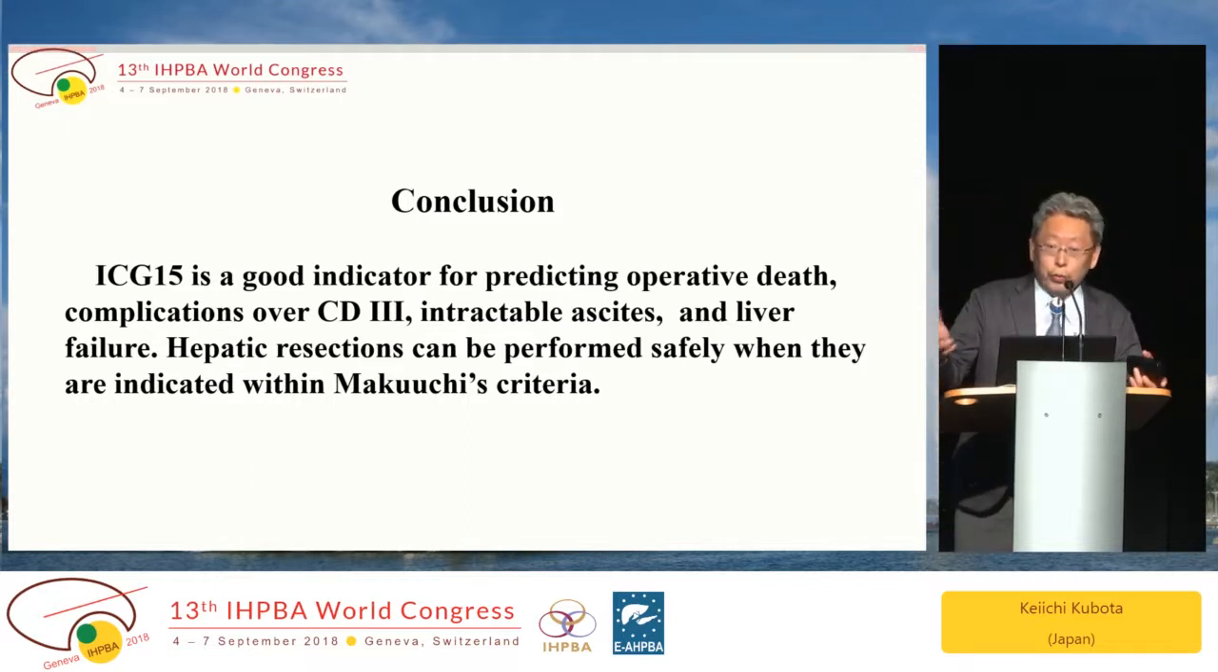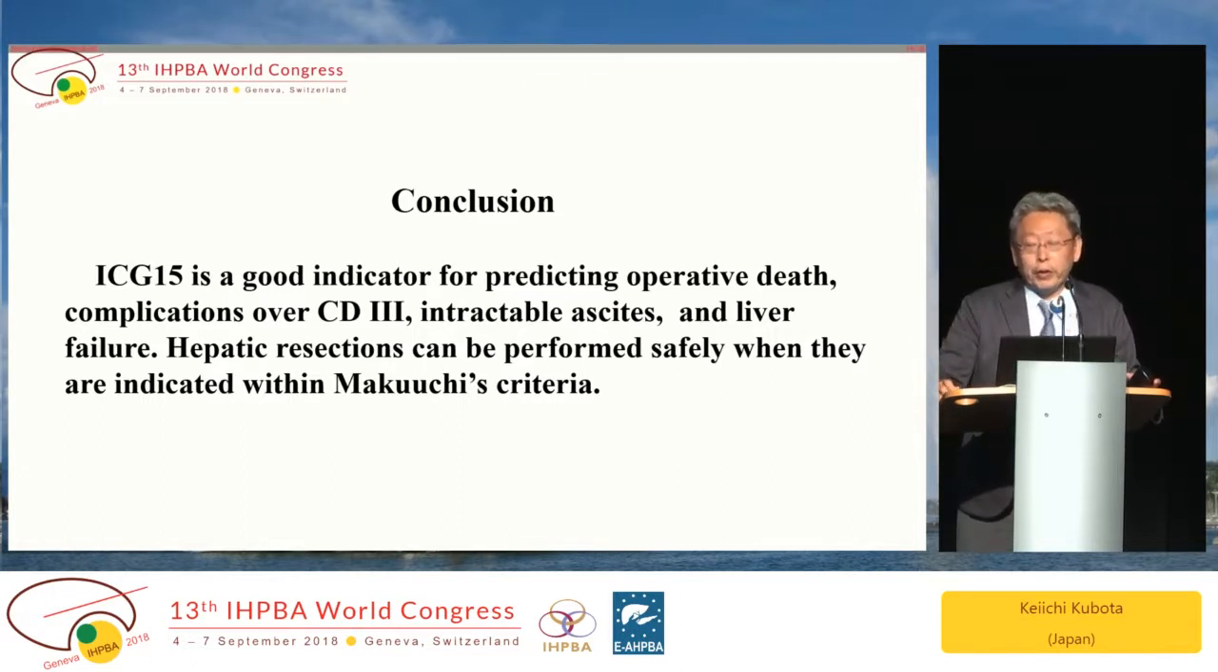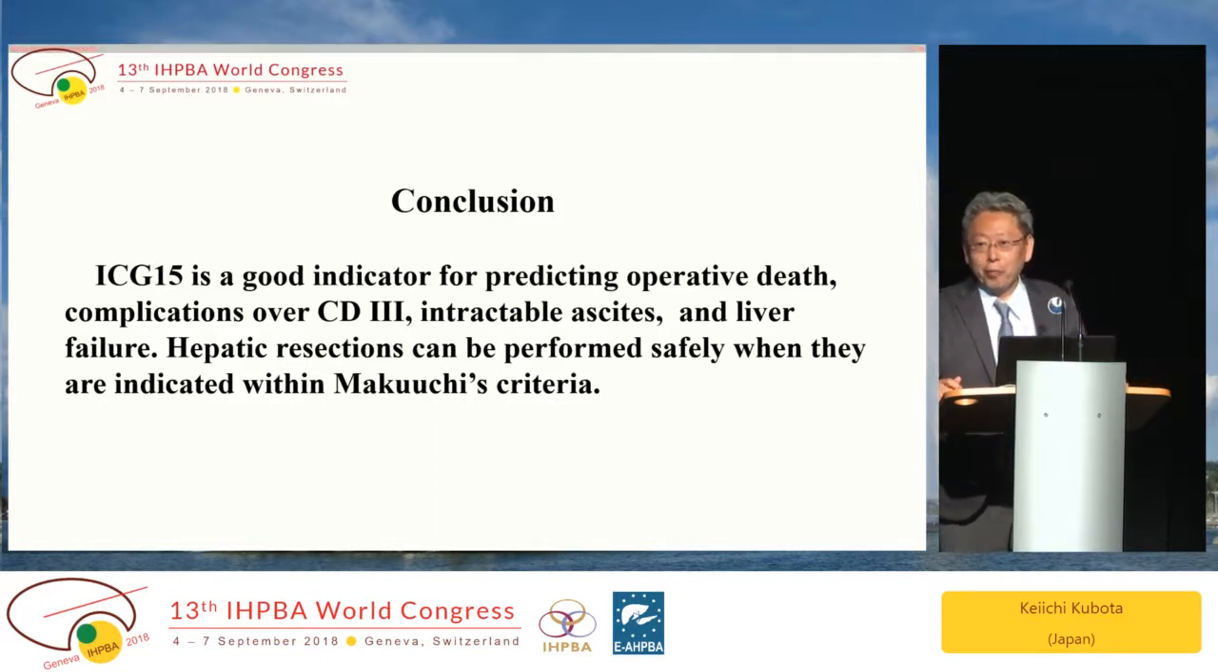Well, I do hepatectomy as usual, according to Makuchi's criteria, ICG-15 of 12. In such a case, because of the risk of ascites, I will do systematic subsegmentectomy. No doubt. Okay. Thank you.